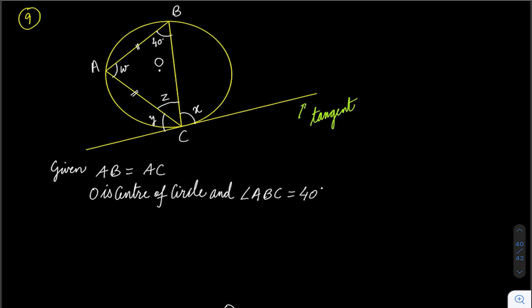So what theorem have we learned? Alternate segment theorem: the angle between chord and tangent is equal to the angle in the alternate segment. We just learned this in the previous video. So if this angle is X, this is the angle between chord and tangent. This is my chord, this is my tangent. If this is X, then the angle in the alternate segment should be X. So W should also be equal to X. That's the first thing that comes to my mind.